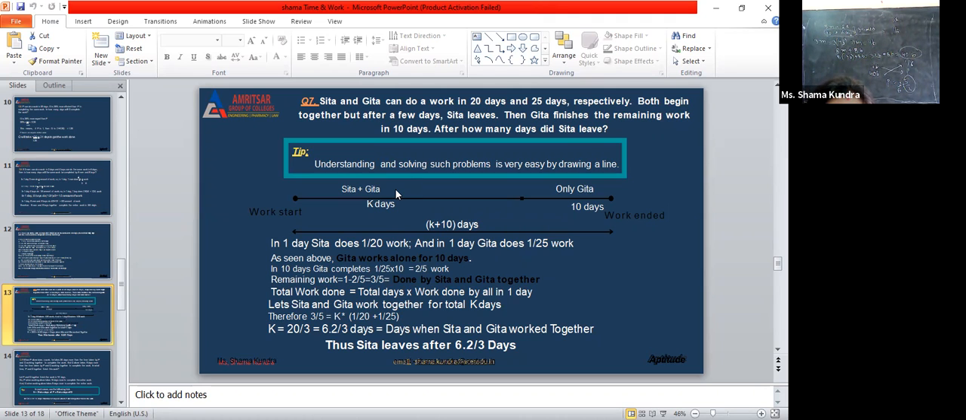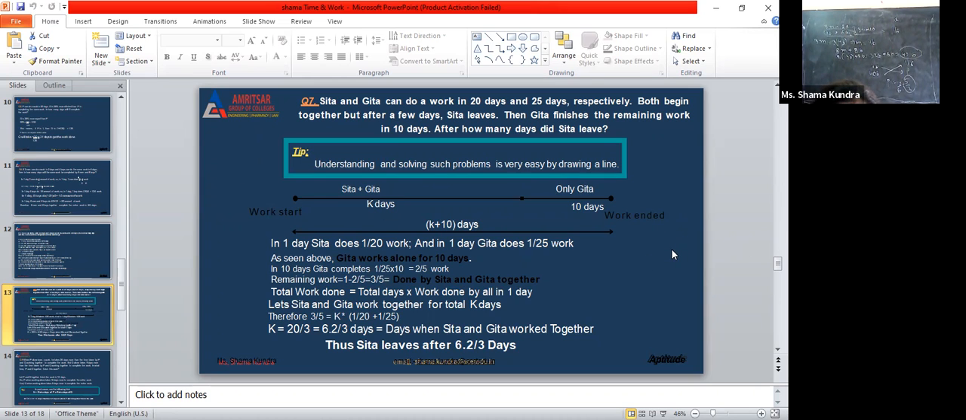What is the line diagram? It is nothing but just draw a line. Just draw a line and mention the starting point and end. The work starts over here, and the work ends over here. Work started here, work ended here.